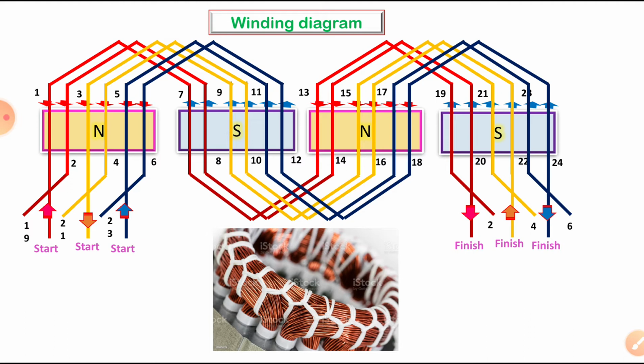Next, we have seen how we develop lap winding and wave winding in single layer and double layer in DC machines, and how we connected the commutator segments, equalizer links, and how we placed the brush positions on the commutator segments.